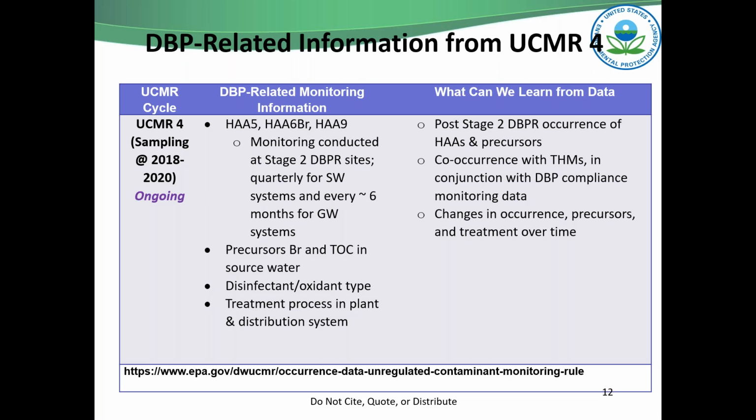So here we have those as specified under the rule to be monitored differently for surface or groundwater systems, the frequency, and then also the precursors of bromide and TOC in the source water, as well as disinfectant type and treatment processes within the plant and distribution system. So there's a wealth of information here that we're just beginning to unravel based on the preliminary information that's come in.